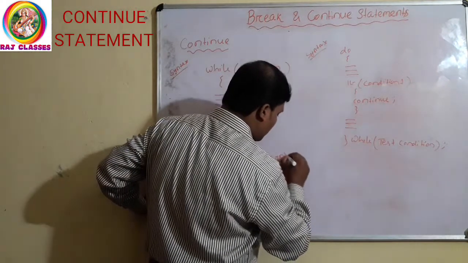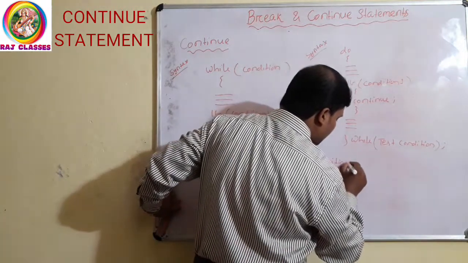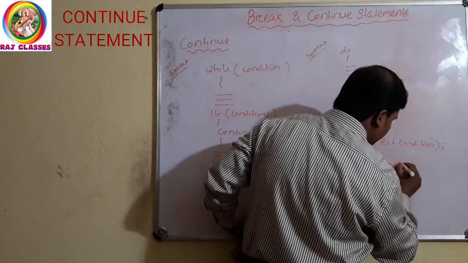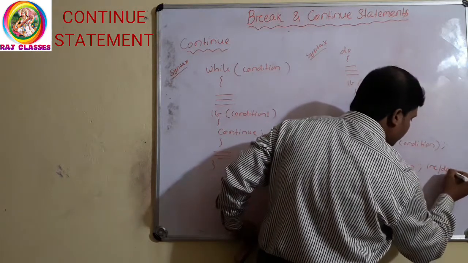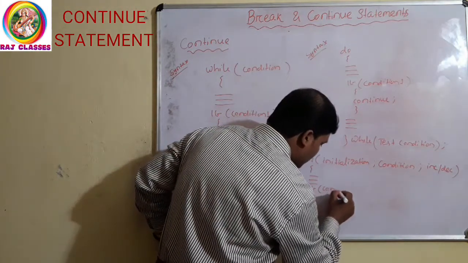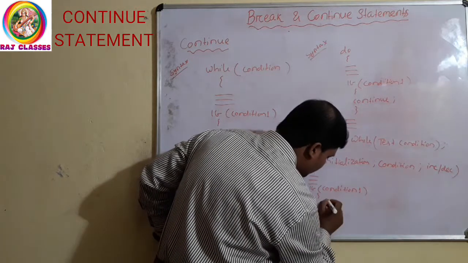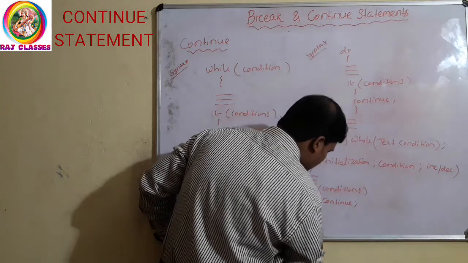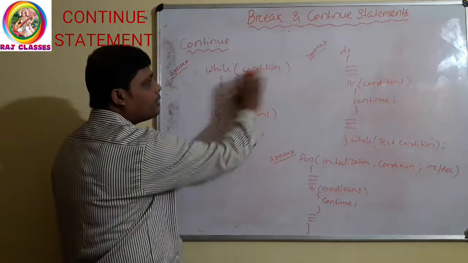Syntax in the for loop. Just see, for, suppose initialization part, then condition part, test expression or condition. This is the increment or decrement part. Some statements are there. If condition, suppose 1 is there, then continue statement is there, and some statements are there, and this is the end of the for loop. These are the syntax of using the continue statement in different loops.